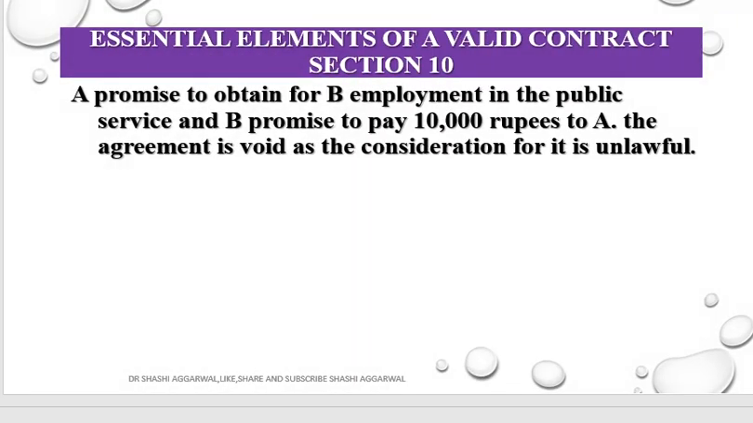A promises to obtain for B employment in the public service. B promises to pay 10,000 rupees to A. So here the consideration is not lawful. It is unlawful. If B gets the job and A demands money, and B does not pay the money, A will not be able to go to the court. So the consideration should be lawful. The agreement is void as the consideration is unlawful.